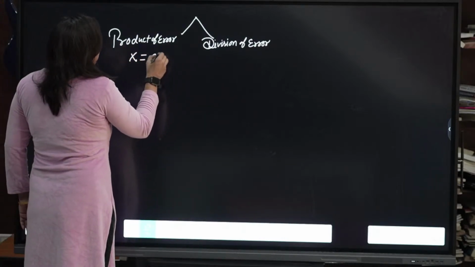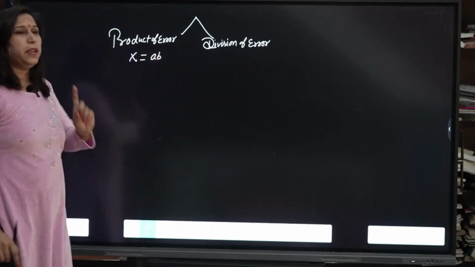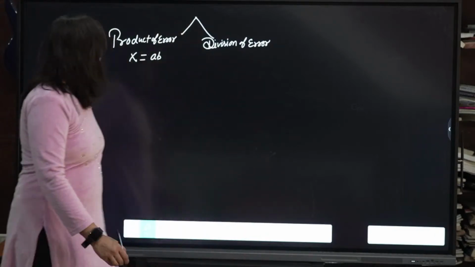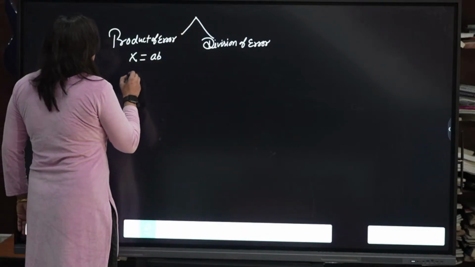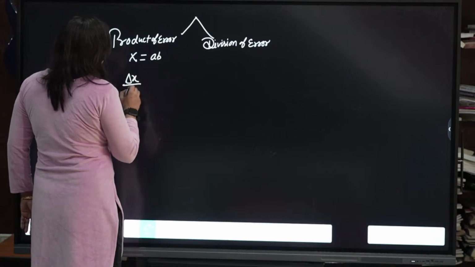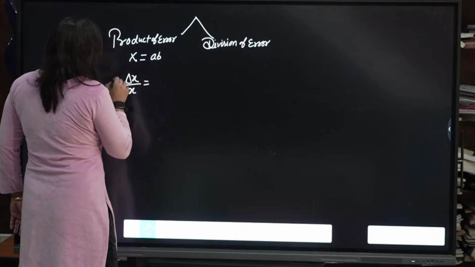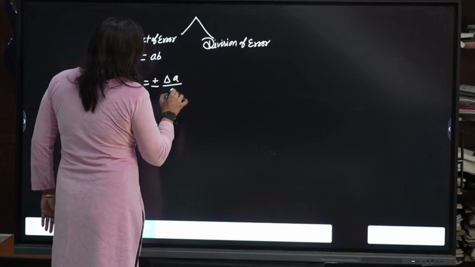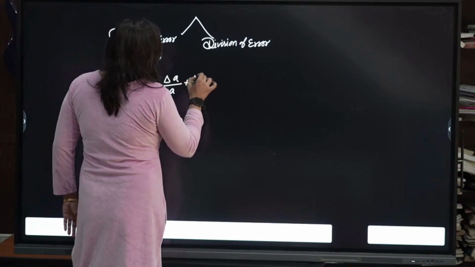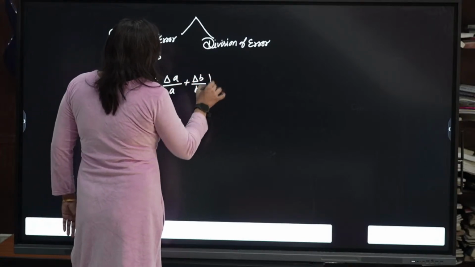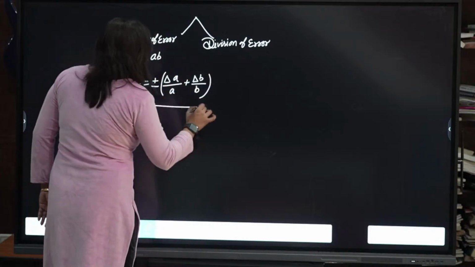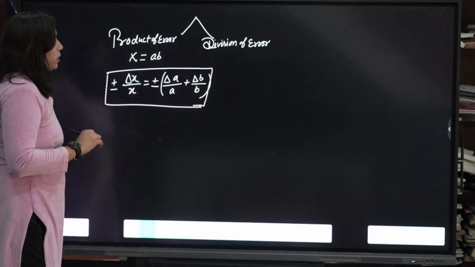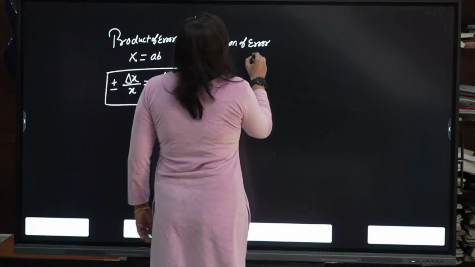X, obviously you consider A and B as your simple observed values and the errors in them. Del x by x is equal to plus minus del A by A plus del B by B in case of a product. Same thing in division.